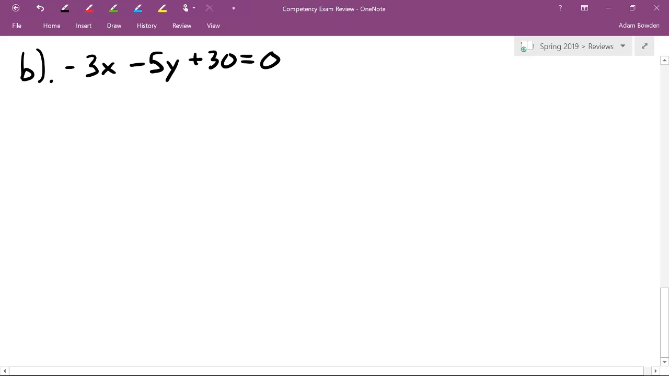Okay, now that we've done one example, here's another one where we're going to graph via the x and y intercepts. And if you'd like to practice this on your own, go ahead and pause the video and I'll come back and work this question through.